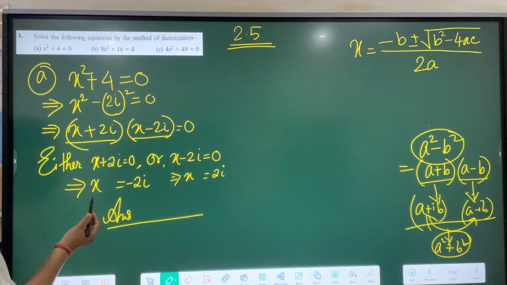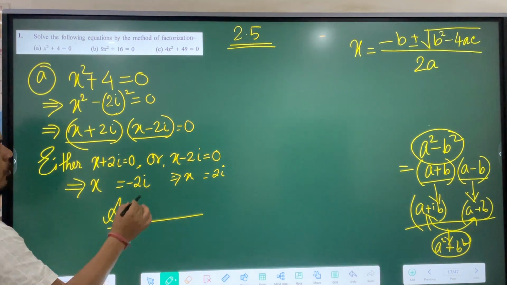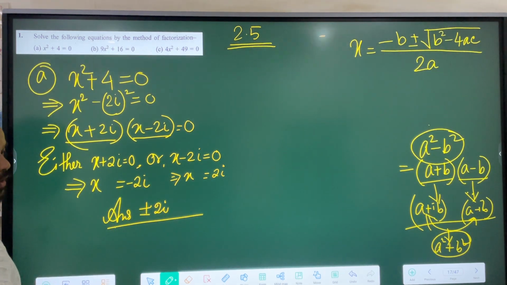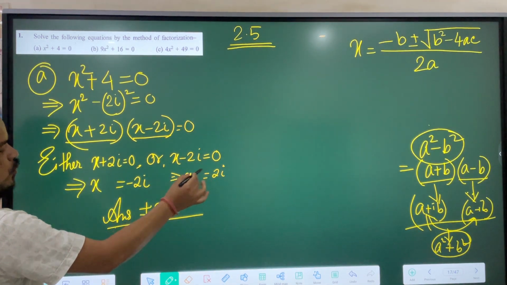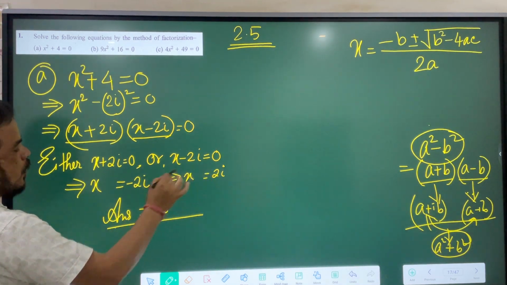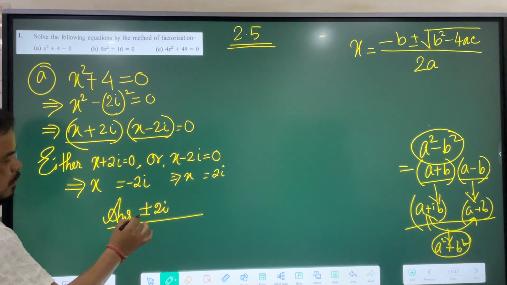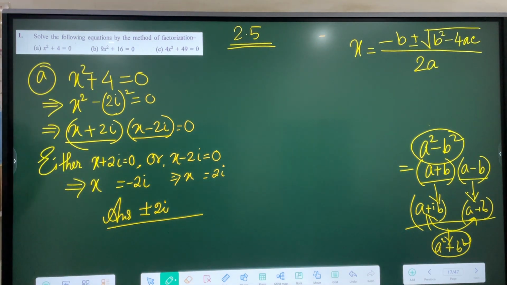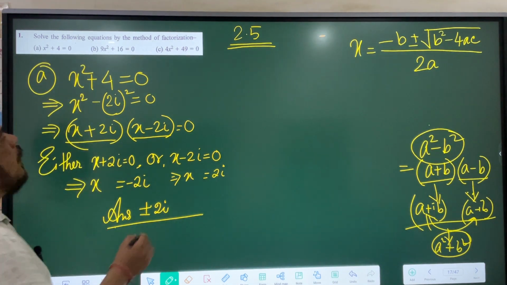How have we come to know we have solved? Because we have got the value of x. What value have we got? Plus minus 2i. This is the way of writing the answer. Minus 2i, plus 2i: the term is same, only the sign is different. So plus minus 2i. So this is the answer for number A. I hope you understand.